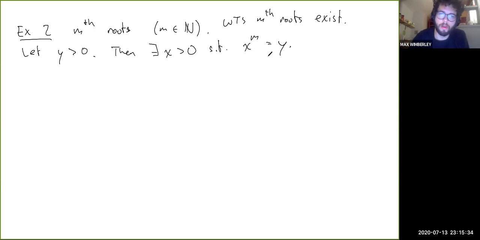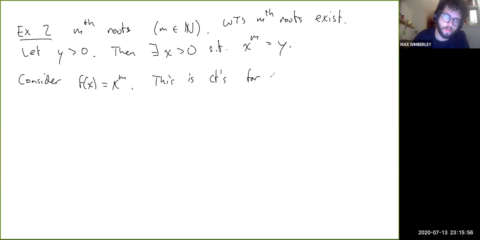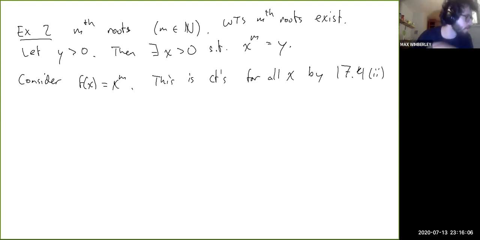So when we put it this way, it becomes kind of obvious that the function f that we want to apply the intermediate value theorem to should be f of x equals x to the m. So consider f of x equals x to the m. This is continuous for all x, by 17.4, I guess, 2, I think. I don't know, what do they say? Oh, they leave it as an exercise. Well, whatever. Anyway, this is continuous, obviously. And so if we want to show that this happens, all we have to do is show that f achieves some value less than y and some value bigger than y.